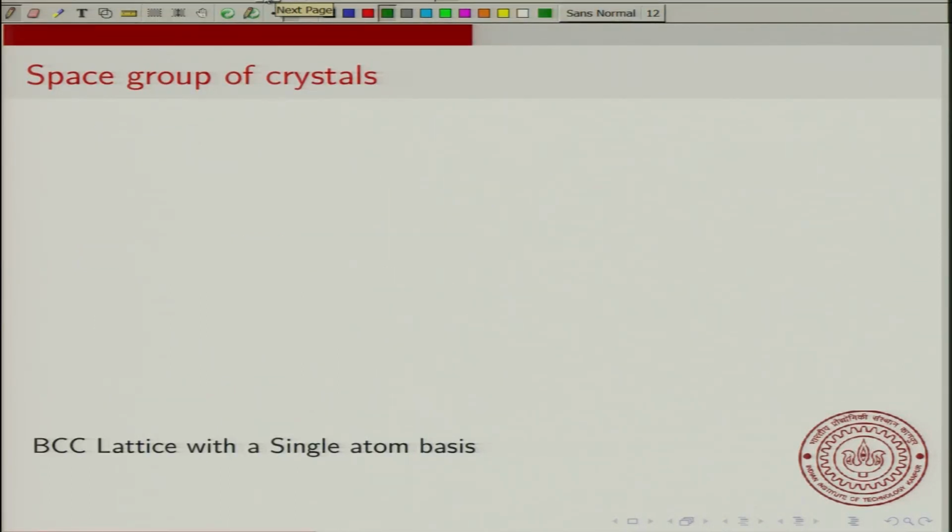Next, let us look at the example of a BCC lattice with a single atom basis. Again we saw that the point group was octahedral with 48 elements, 48 operations.